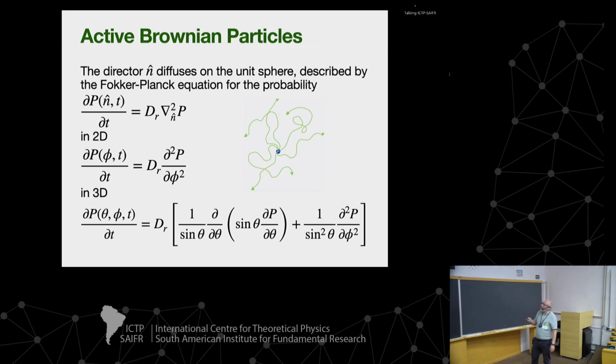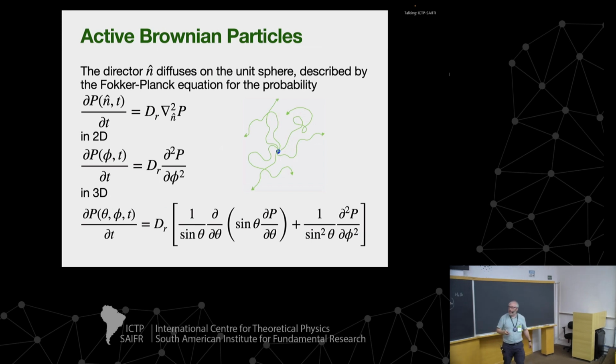And then you can say that you can describe this by the Fokker-Planck equation, the diffusion equation, for the probability of having a director, one director, at a given time. So this is the probability equation. There's a diffusion coefficient, the rotational diffusion coefficient, and a Laplacian in the angular coordinates. So in 2D it is simple. The Laplacian in 2D is simply the second derivative with respect to the angle. So that gives you the probability for the director to be in different directions.